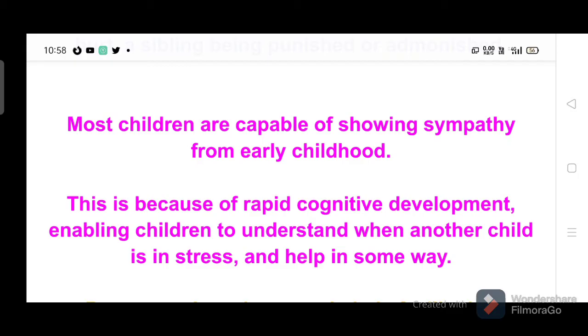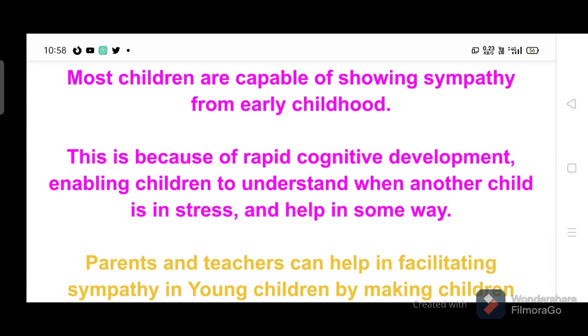Most children are capable of showing sympathy from early childhood. Before the early childhood stage, before 3 years or 2 years, they don't understand this feeling of sympathy. But as they reach the early childhood stage, they instinctively start feeling sympathy whenever they see someone else in pain or distress. This is because of the rapid cognitive development taking place in children, that enables them to understand when another child, a family member or a sibling is in pain or in stress, and they try to help them in some way.